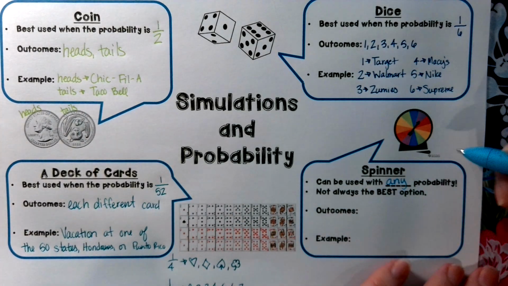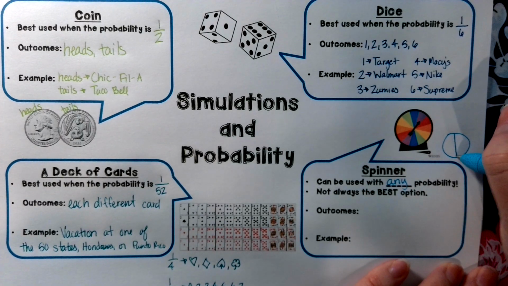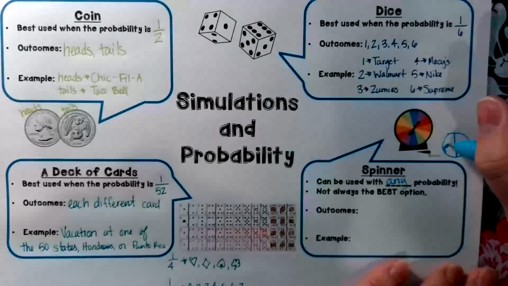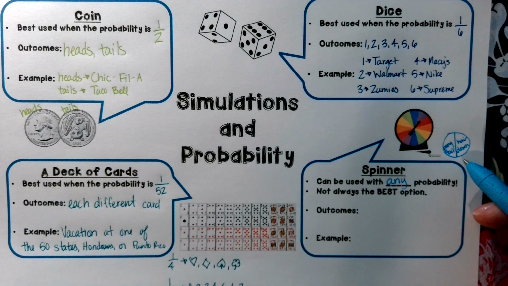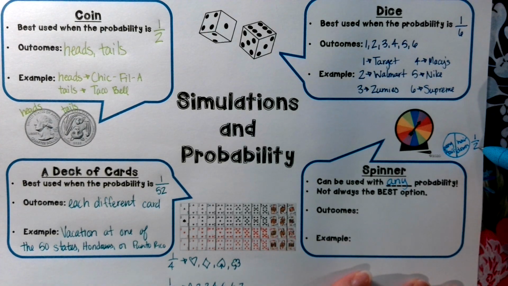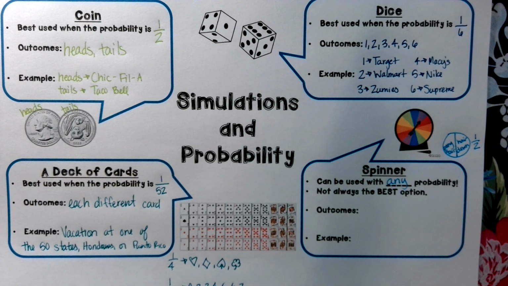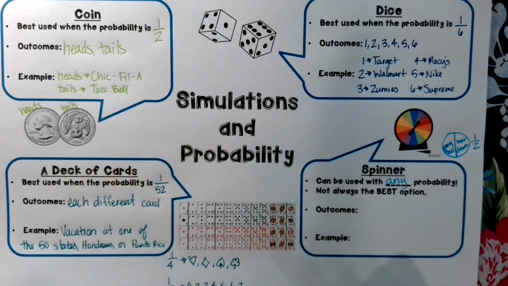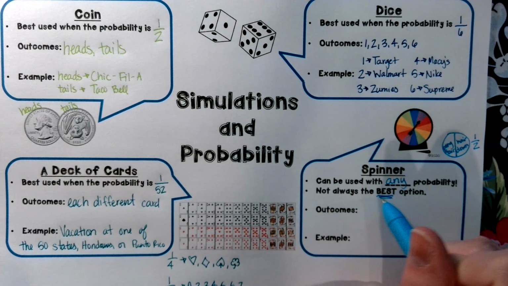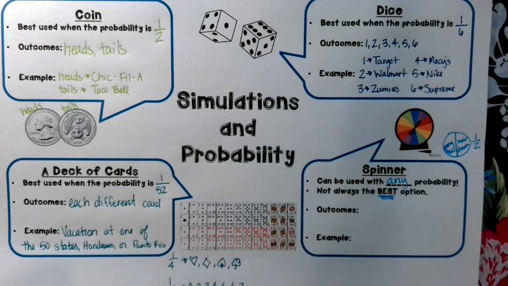It would work if I wanted to make a spinner that looked like this, ponytail or hair down. I could make a spinner like that, but since the probability is 1/2 or 1 out of 2, that's not my best option. If I have 2 options, a coin is the best option. So when you're seeing problems like this, you need to make sure that you're picking the best option, not just the easiest option.